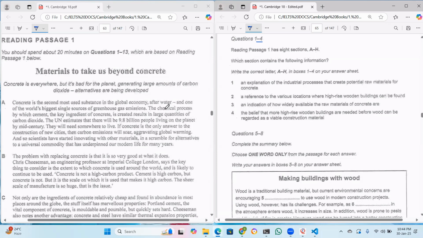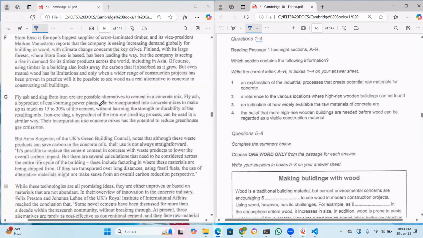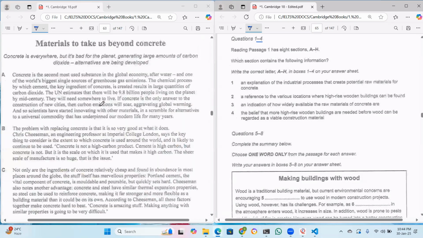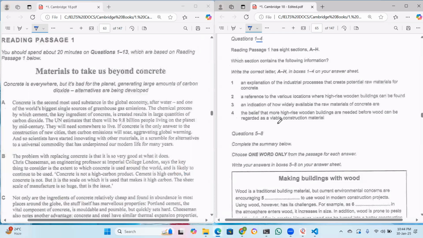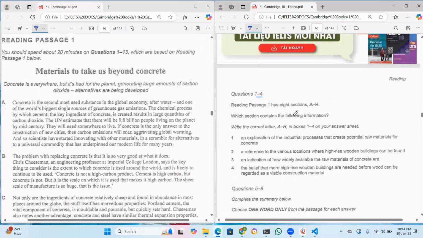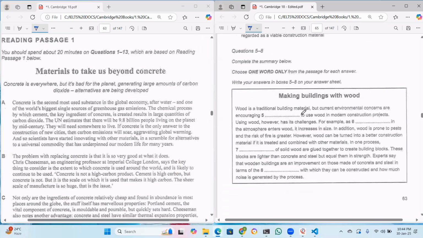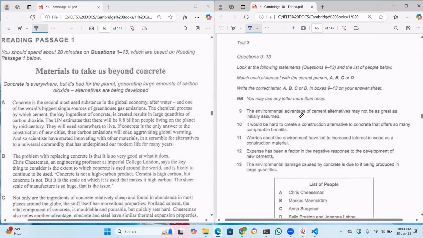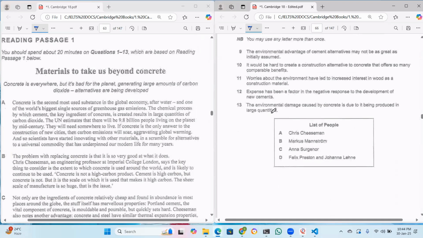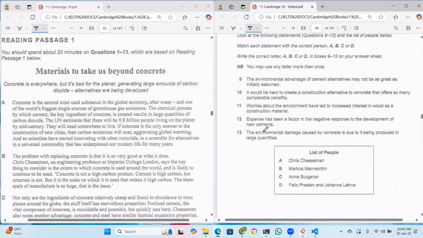As you can see on your left hand side, you have the paragraphs from A to H. And on the right hand side, you have the questions. The first set of questions is matching the information. The second set is fill in the blanks. And the third set is matching, where you need to match the list of people.